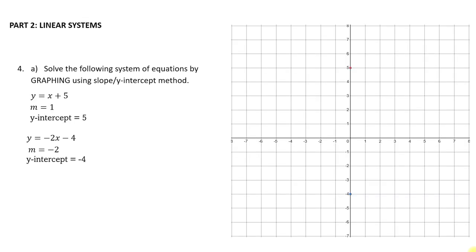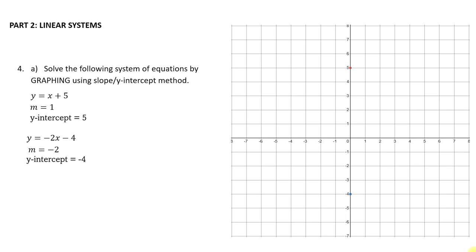Question 4. Solve the following system of equations by graphing using slope y-intercept method. So we're given an equation y equals x plus 5. And just from reading this y equals mx plus b form, we know that the slope will be 1 and the y-intercept will be 5.